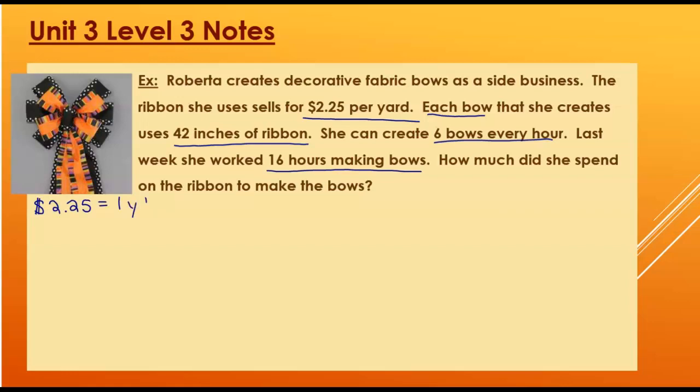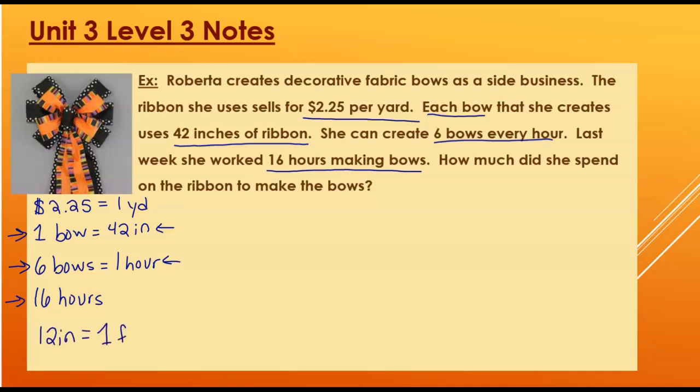All right, so let's say we have $2.25 per yard. So that's equal to 1 yard of ribbon. Each bow, so one bow, is 42 inches of ribbon. She can create 6 bows in every hour. And last week she worked 16 hours. So I can take my hours and figure out how many bows she made. And then I know that for every bow she made, I can turn that into inches. And all of a sudden I go to yards. Well, we know inches to feet and feet to yards. There's 12 inches in 1 foot. And then there's 3 feet in 1 yard. Whew, so what a pathway we have to take.